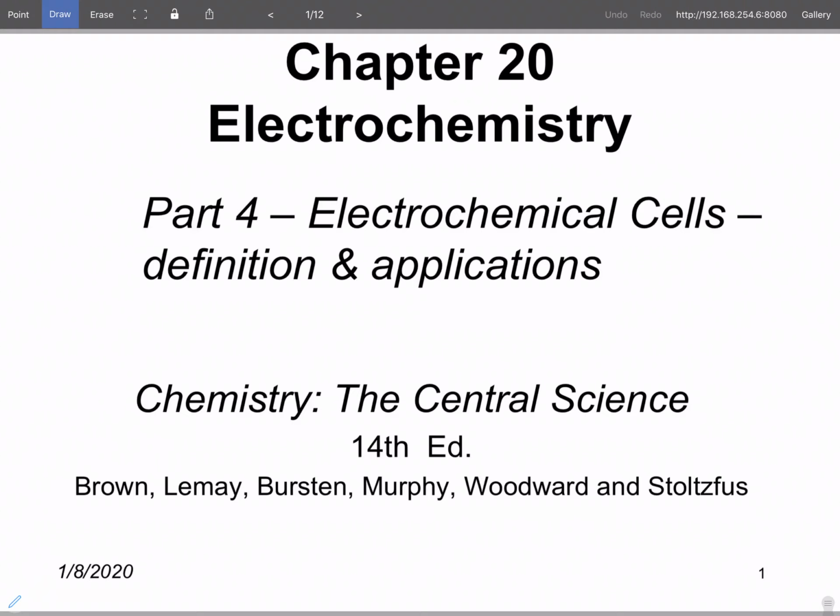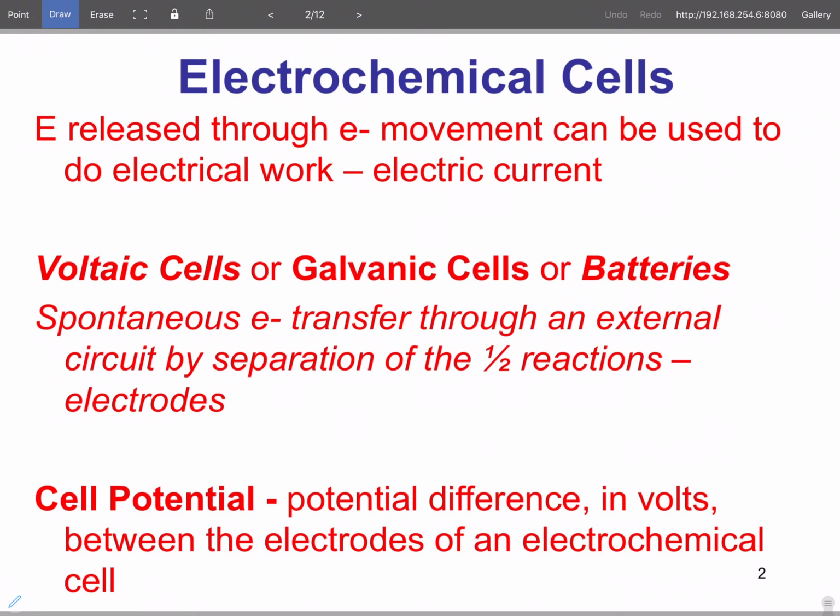Electrochemistry. This is the first part that will be on the next exam. So, the electrochemical cells, definitions, and applications. Now, let me warn you in advance, the trick to electrochemistry is keeping your definitions correct and straight in your head. So, electrochemical cells: the energy is released through the electron movement. And so, if we tap into this movement, we can use the electric current that's associated with it.